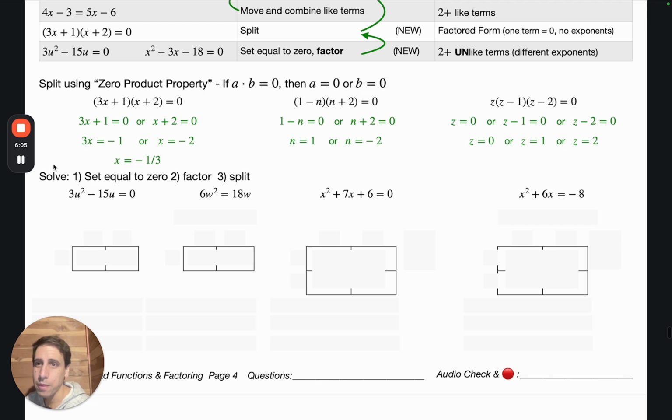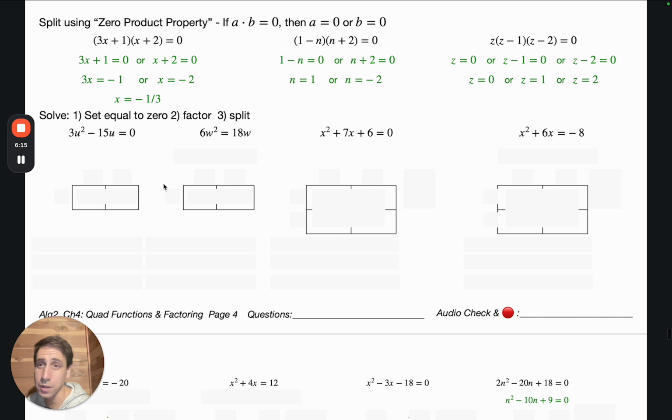So here, the process is going to look like this. We're going to set things equal to 0 if they're not already. We're going to factor them like we did last class, and then we're going to split them up to solve. This is what it looks like. Step 1 is fine. We already set equal to 0, and so then we're going to factor. We take these two terms and put them here in the middle, and then we say, oh, this is just like last class, just like last video.